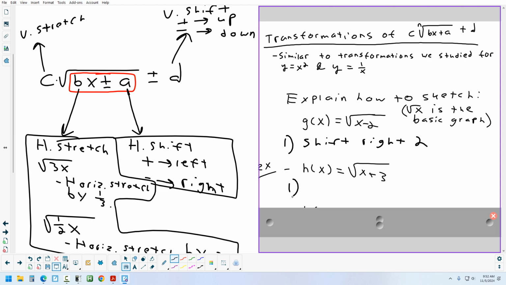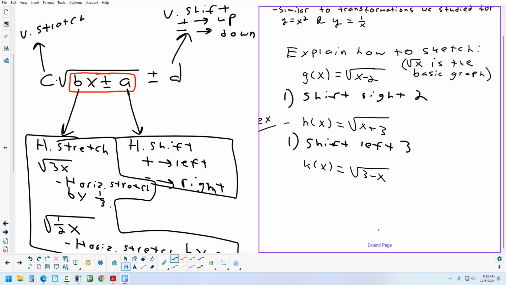How about that one? Square root of x plus 3. Left 3. Yep. So shift left 3. And the last one, I'll give you a hint. You always want to think of it in standard form. Standard form means the x comes before the number. So I rewrote it so that x is before the number. How many transformations are there? 2. What's the plus 3 going to do? Shift left 3. Yep, that's a shift left 3, actually the same as the one above it.